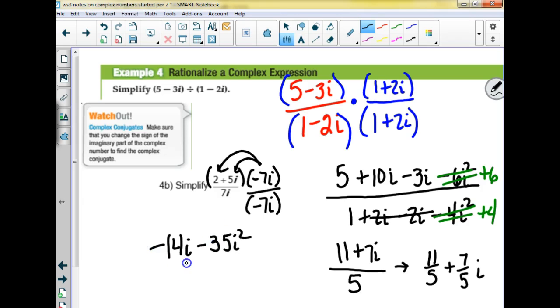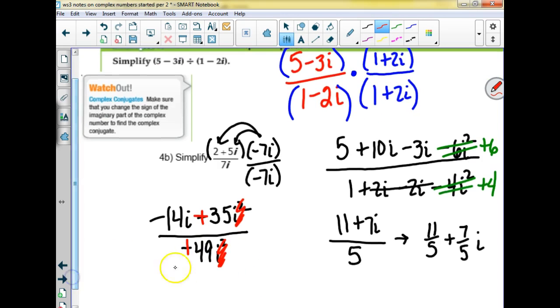I squared, okay. And in the denominator, we get 7i times negative 7i is i squared. Okay. Now, i squared is negative 1 times negative 35, which is going to make this a positive 35, right? i squared is negative 1 times negative 49, which is going to make that a positive 49. What do you notice? They all are divisible by 7.